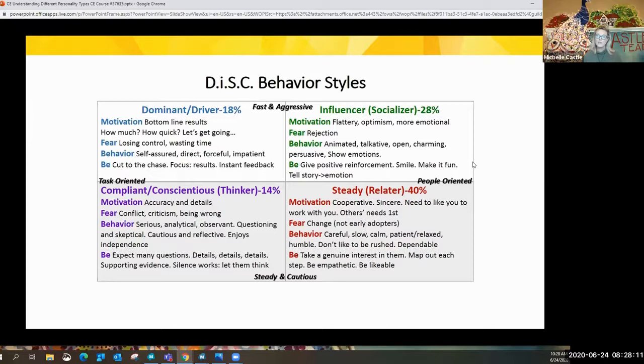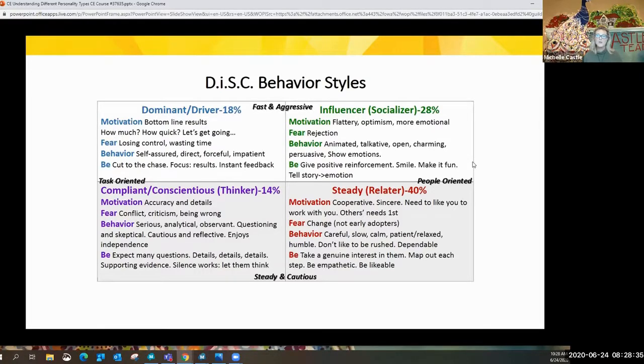Your I personality is 28% of the population, and they're really just your salespeople. They really like to talk about themselves. They are very talkative, and everything that they do is a social event. So if you've got an I personality in your office, that I needs to be the party planner. Because if an I plans a party, it's going to be a good time.